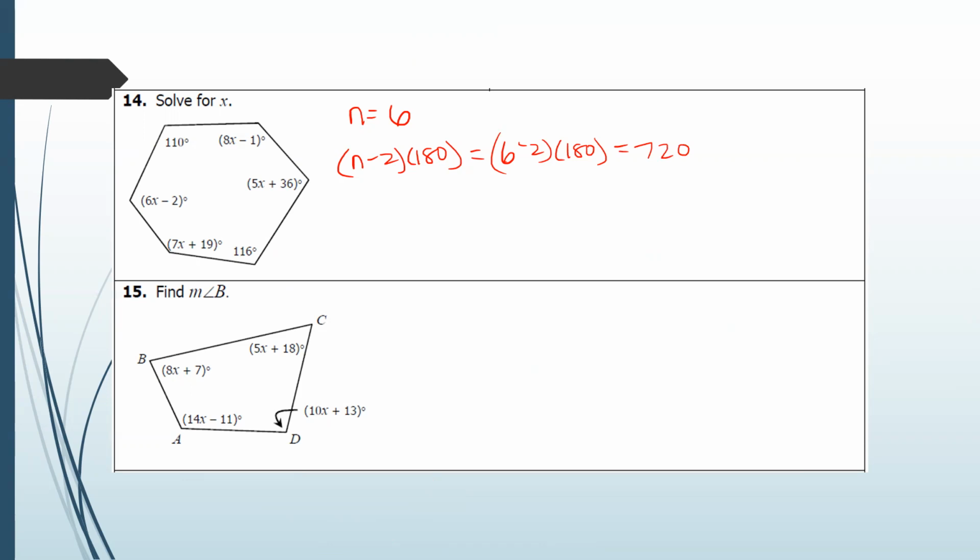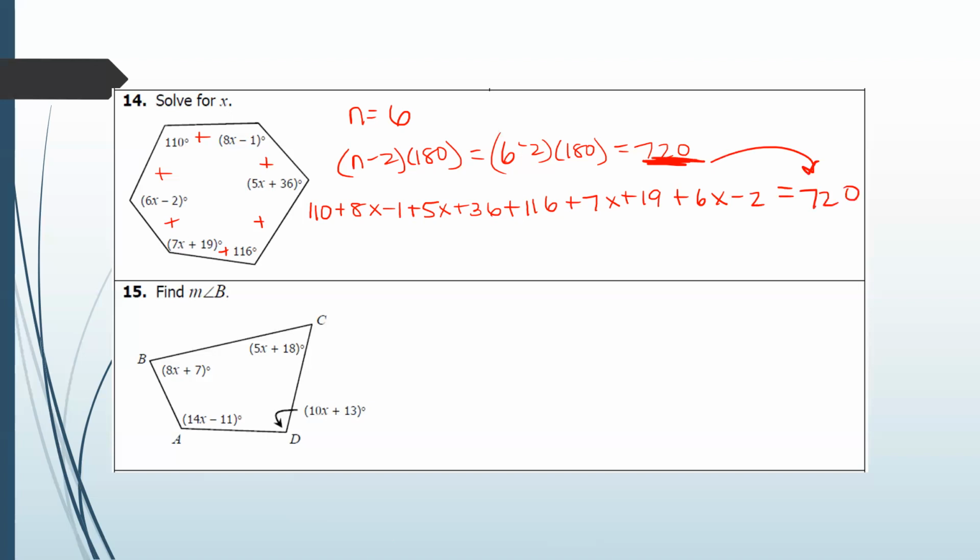So let's do it. Let's add them all together. We're going to add all 6 of these angles together and get 720. So I'm going to start with that 110. 110 plus 8x minus 1 plus 5x plus 36 plus 116 plus 7x plus 19 plus 6x minus 2. There they are. There's all 6 angles. They all have to add up to the sum of interior angles, 720. So I'm going to put that right there.